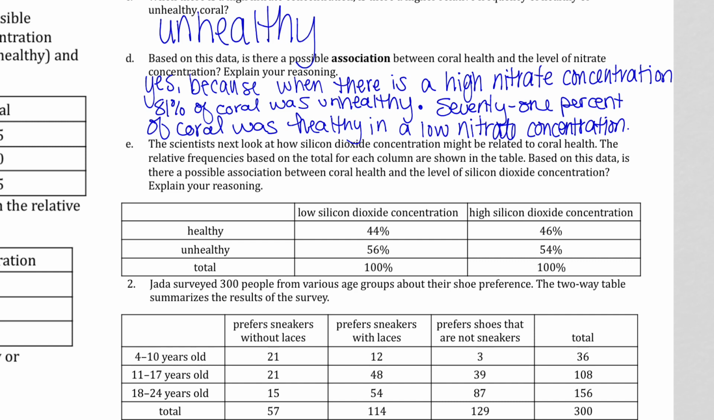Okay. The scientist next looked at how silicon dioxide concentration might be related to coral health. The relative frequencies based on the total for each column are shown in the table. Based on this data, is there a possible association between coral health and the level of silicon dioxide concentration? So looking at those percentages, does it seem that there is an association there? Why not?